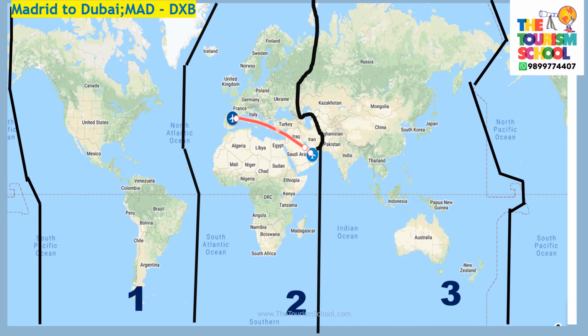If the aircraft is going from Madrid, which is in Spain, which is in Europe, to Dubai, which is in UAE, so the origin point is in TC2 and the destination point is also in TC2. So the global indicator in this case would be EH. Let's see another example. If the flight is going from London to Cape Town, the origin point is in TC2 and destination point is also in TC2. So global indicator would be EH.